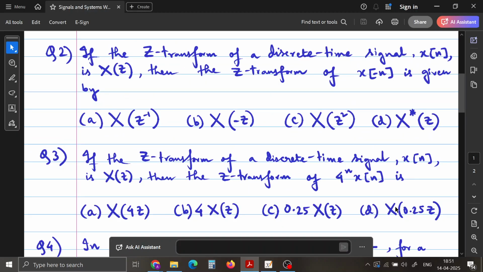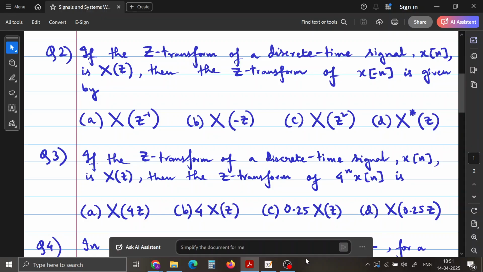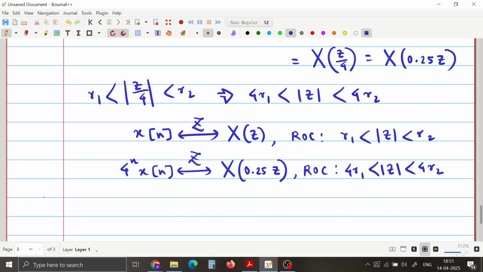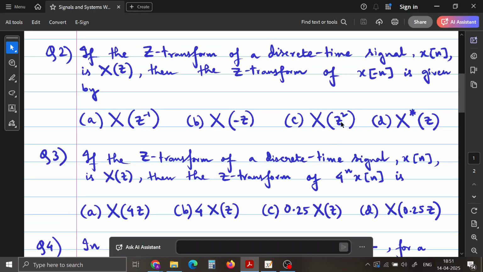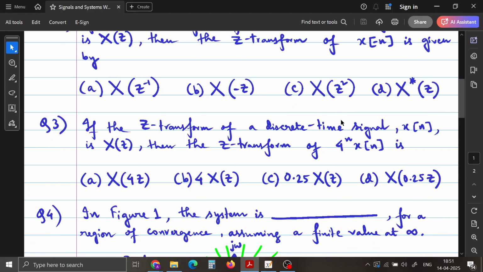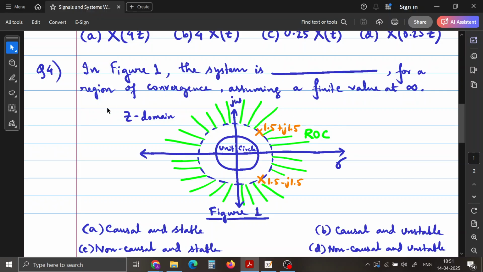So in our options we are not given the knowledge of ROC. That was just for the sake of completeness I mentioned, but we are only concerned about the form of X of z. So that is X of 0.25z, which is option D. So the correct answer is option D. Okay, now let's look at the fourth question.